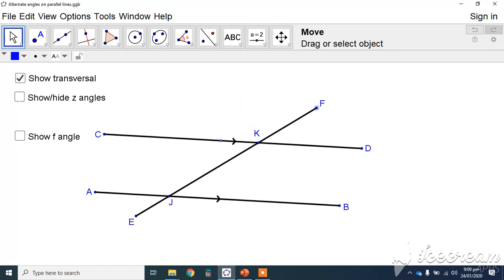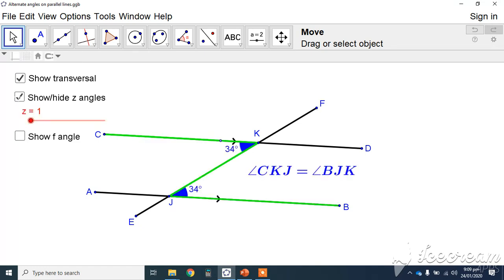Okay, so let me add in my alternate angles. Here is my first alternate angle. Now this angle down here at 34 degrees is the same as this angle up here at 34. Notice they're on opposite sides of this transversal line. That's why we use the word alternate, because alternate means on opposite. So this angle down here, what would we call this angle? We would call it BJK. BJK is equal to this angle up here, which is CKJ. So those two are equal because they're alternate.